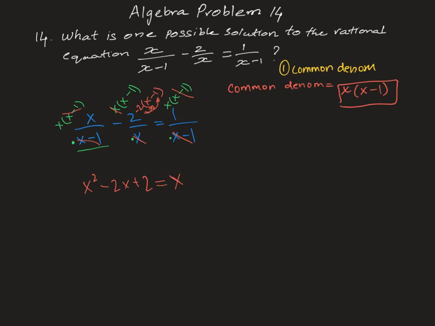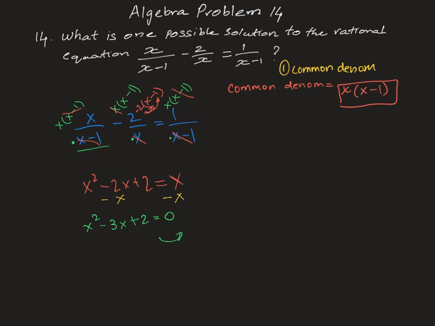So now, let's go ahead and solve this. Let's make this a quadratic equation. All we have to do is bring over this x: minus x, minus x. And now our new equation is x squared minus 3x plus 2 equals 0. And since it equals 0, we can solve for x.